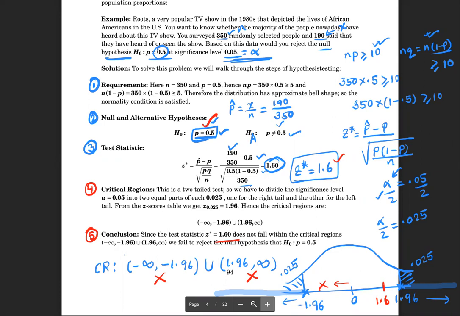Now, that's step number 5, the conclusion. We can do the conclusion in a couple of different ways. One is through the critical region, which I just did. The other is going to be through the p-value. Now, let's talk about the p-value.